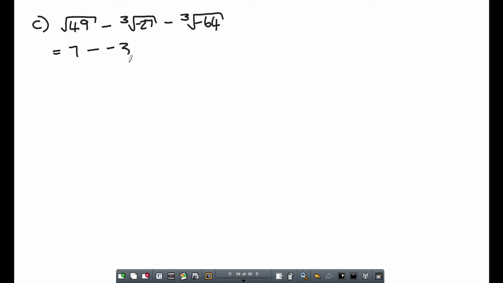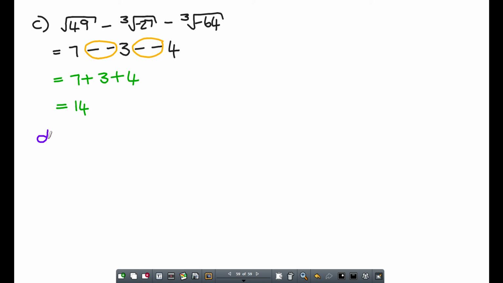Okay, so C. Okay, so square root of 49 will be 7. Cube root of that will be minus 3. And then cube root of this will be minus 4. Okay, so now we've got to sort out those signs, which means that it's actually going to be 7 plus 3 plus 4, and good.